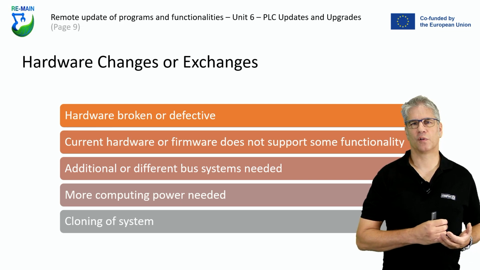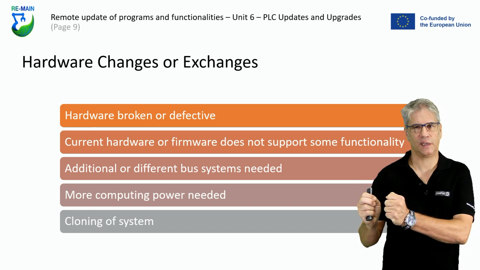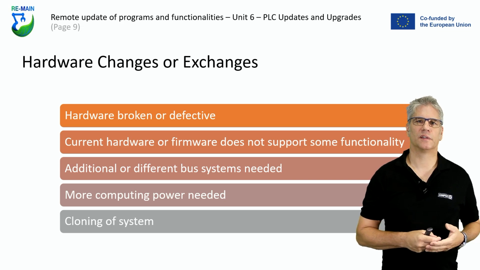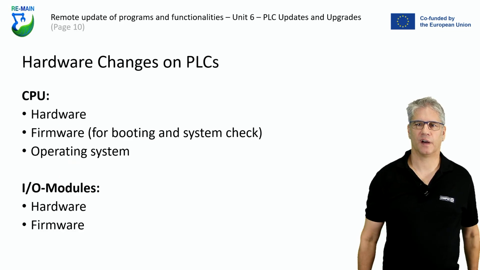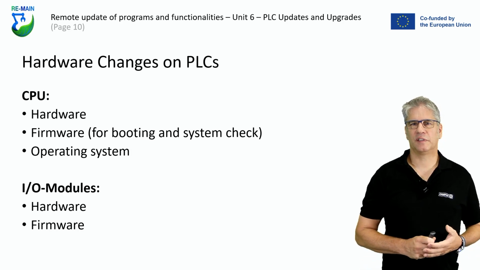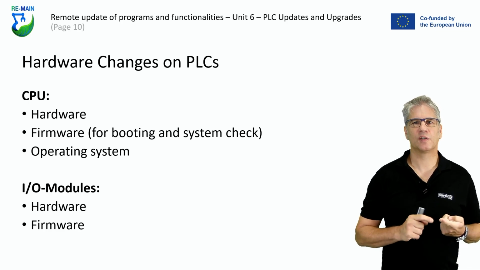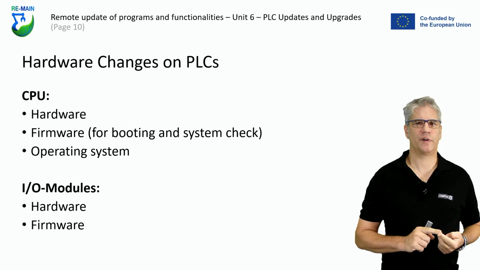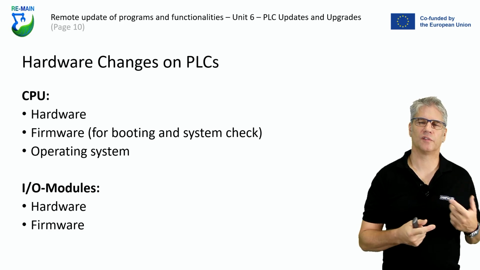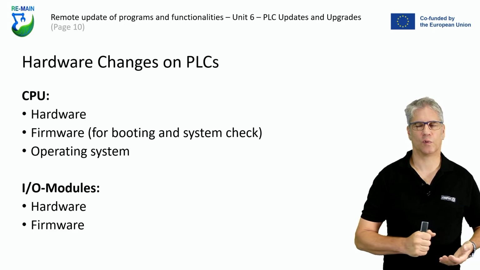And finally, we should also consider cloning of the system, which means that we have one system that is already running. We rebuild the same machine, and therefore we want to clone the program, including, of course, the hardware. So hardware changes on PLCs can consider different parts of the PLC. It could be the CPU, especially hardware. It could include the CPU firmware, but also include the CPU's operating system. This is something that you should consider, which is necessary to change and what will happen then.